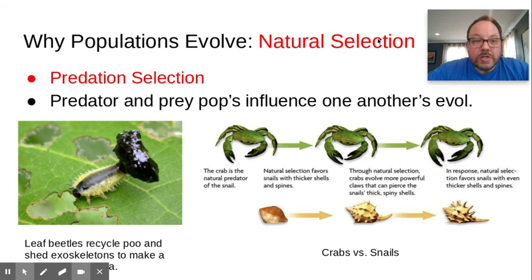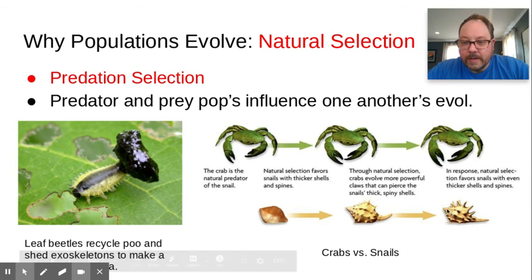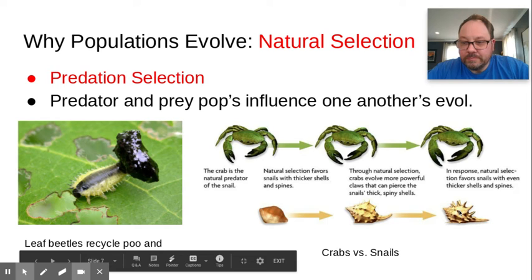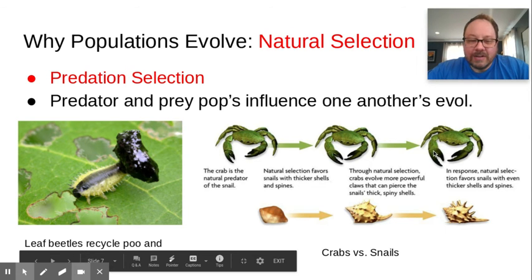Let's see. A version of natural selection is predator selection, that prey species will evolve changes or adaptations in order to be able to survive potential predators. So here you can see changes that happen in shells, so snails can better evade the attack of their predators.